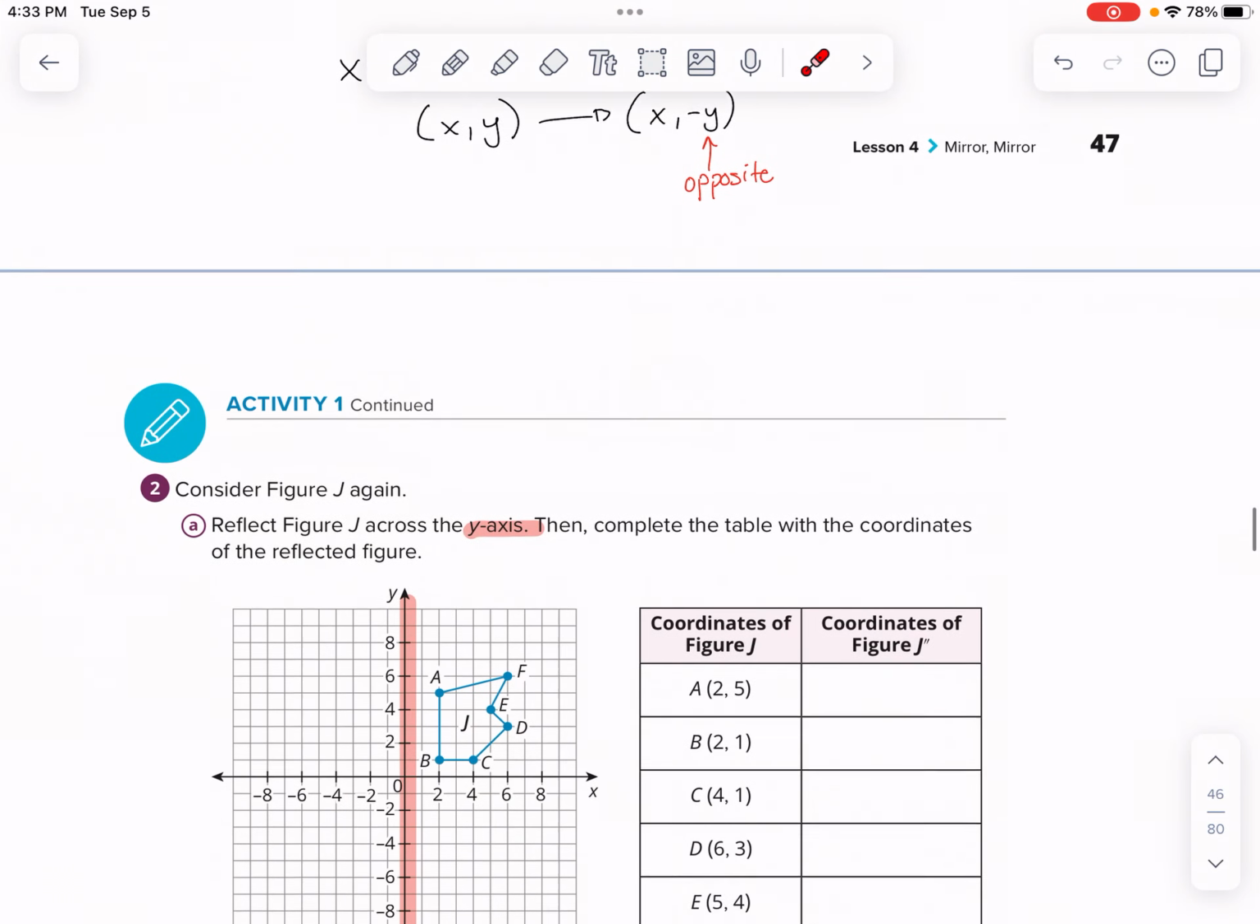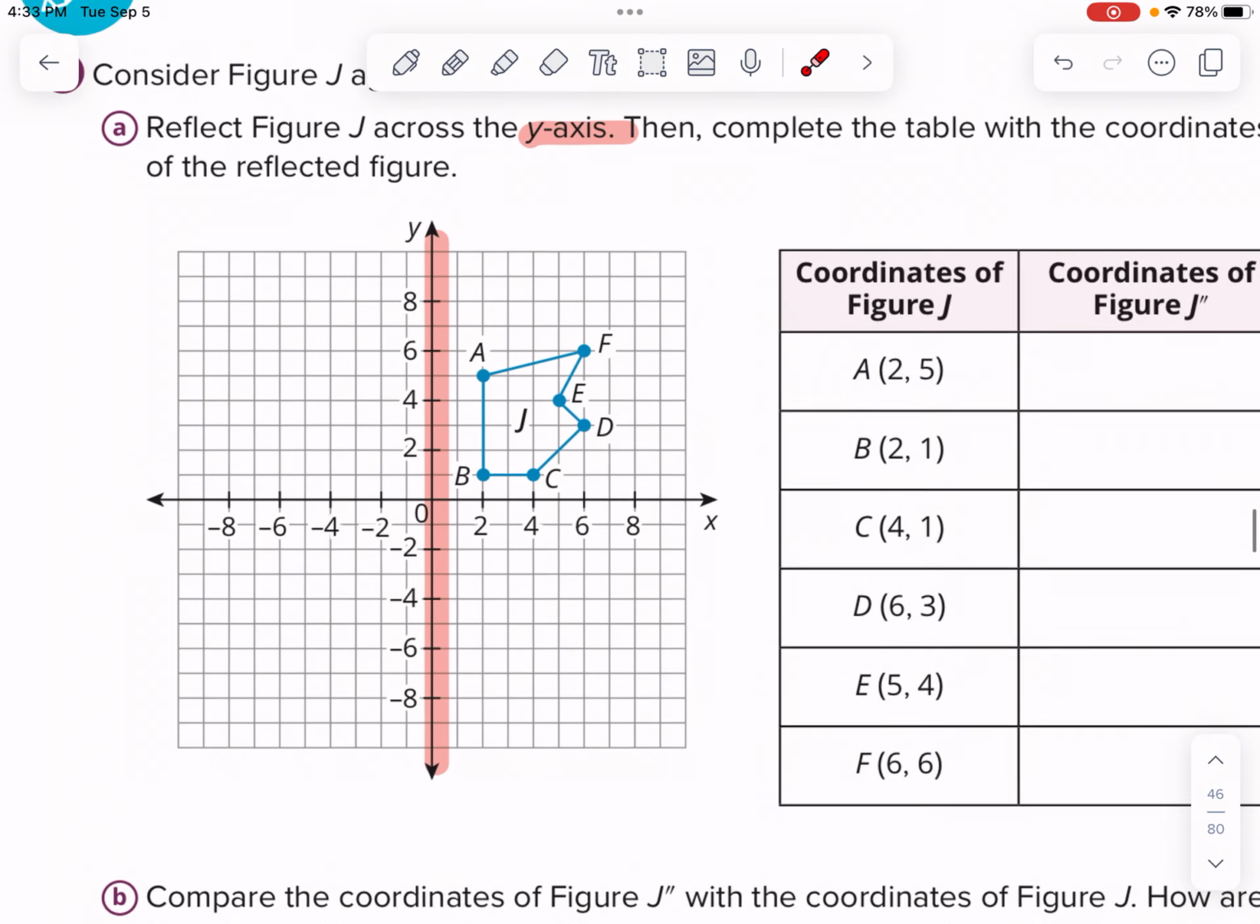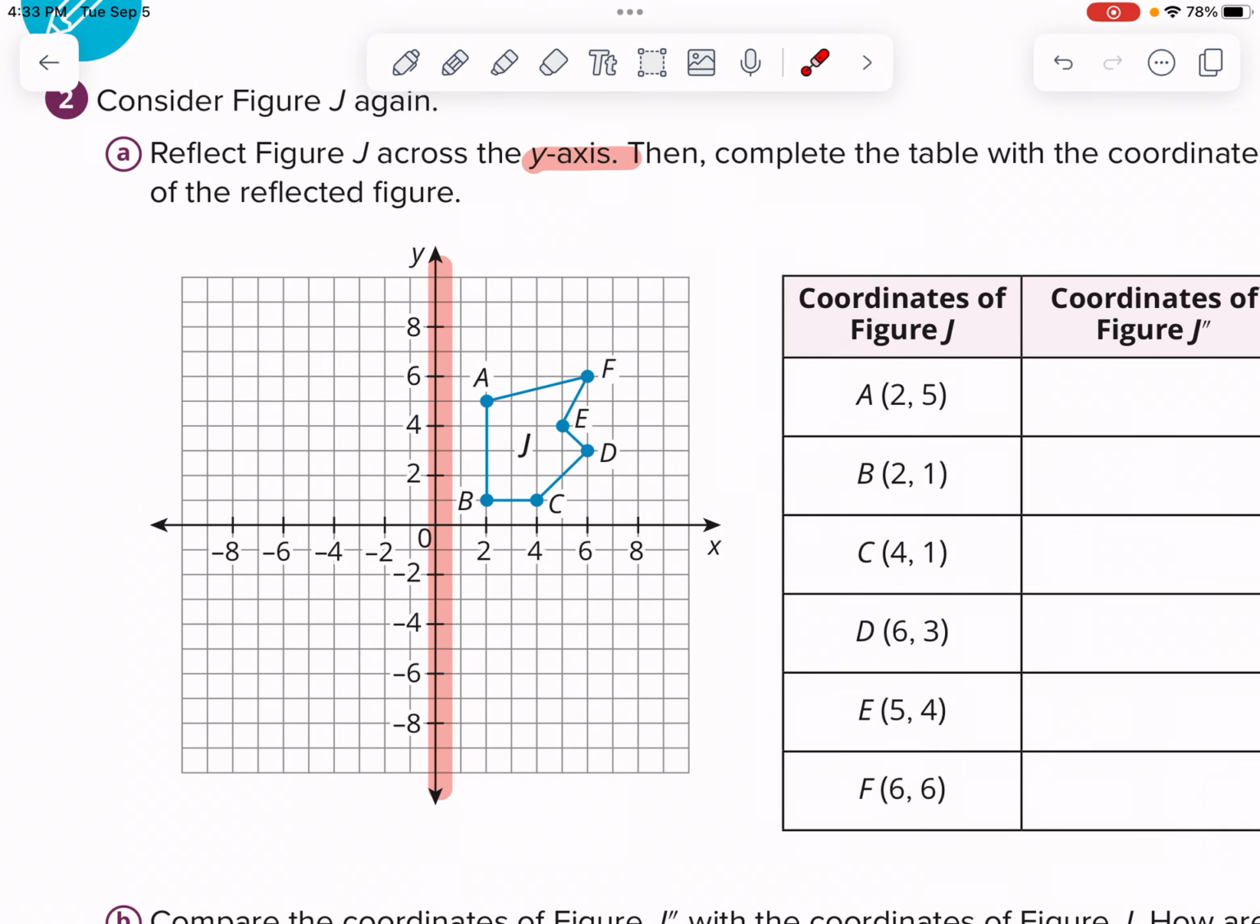We're going to move on to the next page on page 48. This is now reflecting about the y-axis. So go ahead, if you have a highlighter, go ahead and highlight y-axis and just trace the y-axis as well. We're going to go through the same figures here.